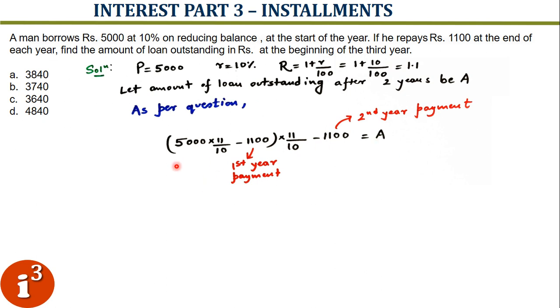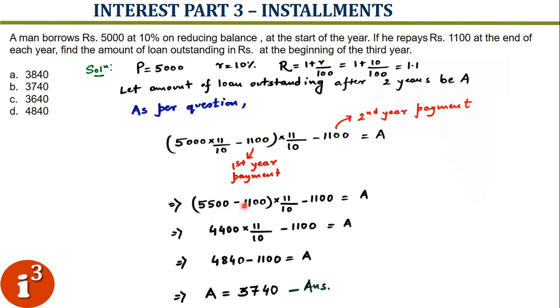So it's a pretty simple equation. So 5,000 into 11 by 10. 5,000 by 10 is 500. 500 into 11 is 5,500. 5,500 minus 1100 will give you 4,400. This 4,400 into 11 by 10, again this is 440 into 11. 44 into 11 is 484. So 440 into 11 will be 4,840, minus 1100. This will be 3,740. So this is the amount outstanding after 2 years or at the beginning of the third year. So your answer will be option B, 3,740.